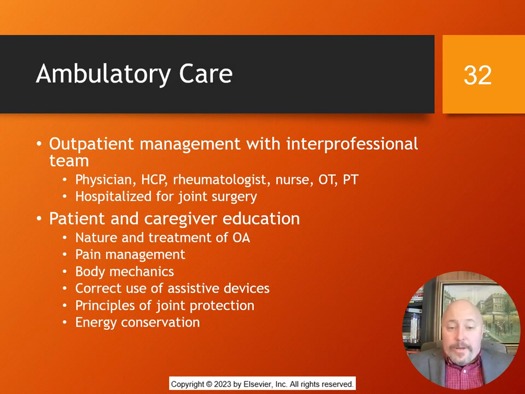Ambulatory care and outpatient treatment is going to be a big part of the care of arthritis. It's going to be a very severe case where they're in the hospital with surgical treatments, in very, very severe cases of arthritis. For that outpatient treatment, we're going to see physicians and providers along with rheumatologists, nurses. OT and PT could play a very big role in their care. And also for us as nurses, always be providing that education on the nature of the treatment, pain management, correct body mechanics and use of assistive devices, and everything we can do collaboratively to lessen this patient's symptoms.